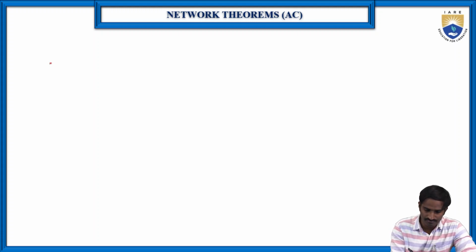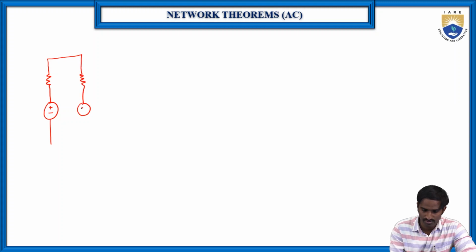So here the circuit is like this. Here one resistor and one voltage source, and again one more resistor and one more voltage source, because we can only apply Millman's theorem if the circuit is connected in this configuration. Otherwise, we can't apply Millman's theorem. Here again, let us consider the load resistance.